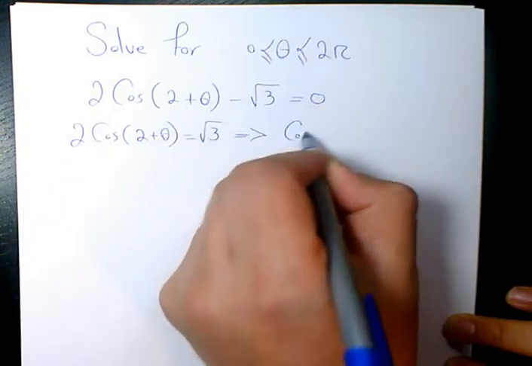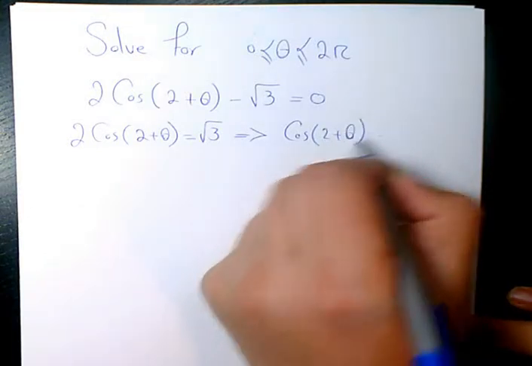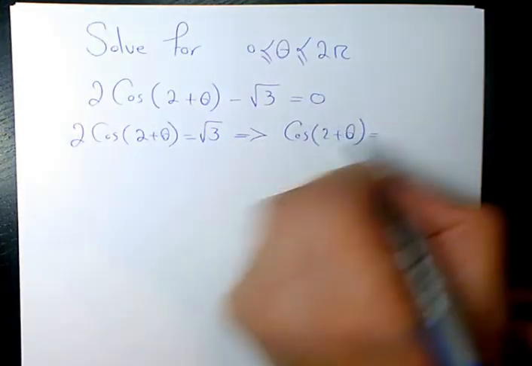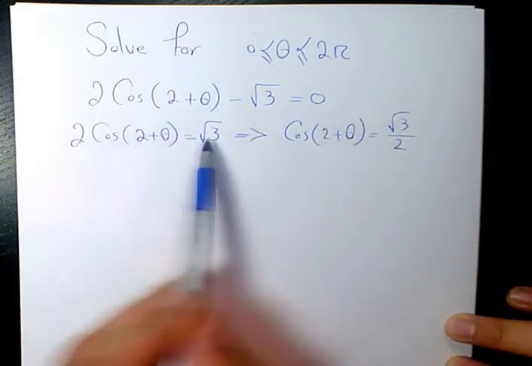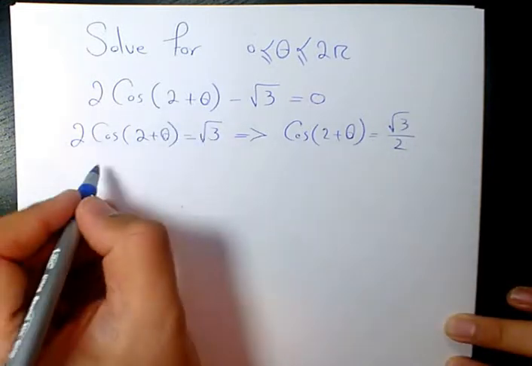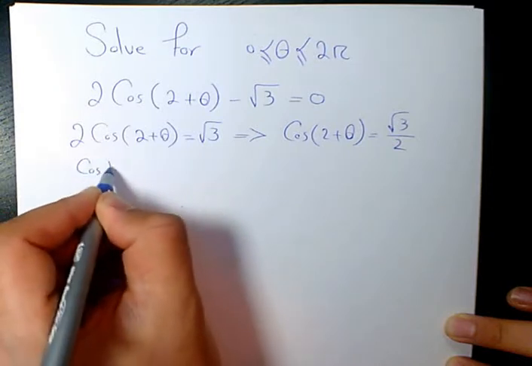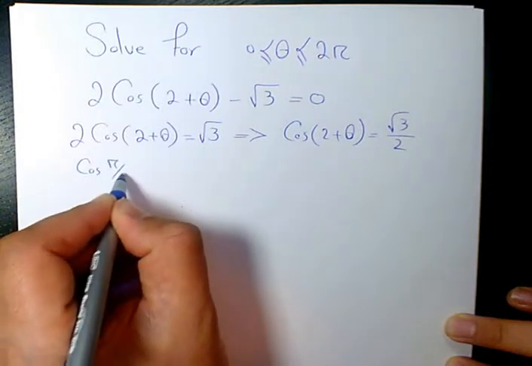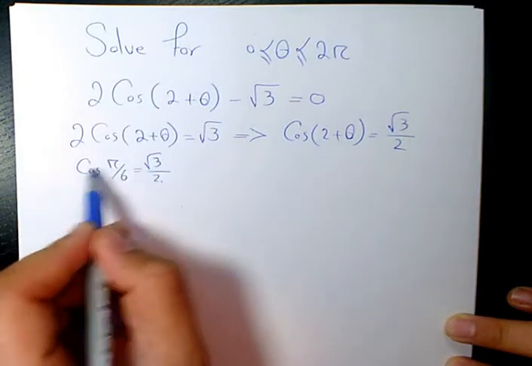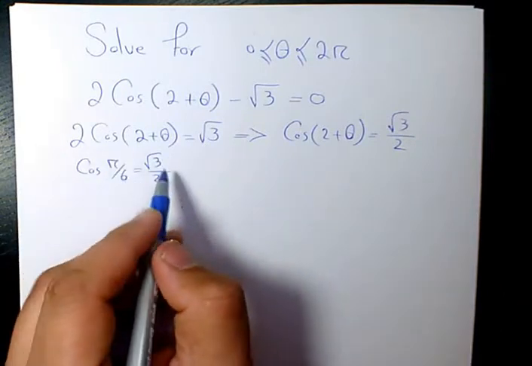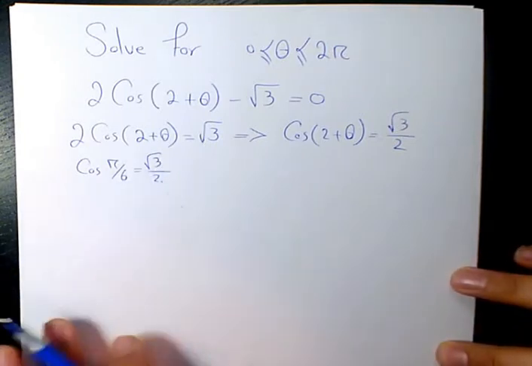And then I can say cosine (2 plus theta) is going to be root 3 divided by 2. So basically I divided both sides by 2, so I got this. We know cosine pi over 6 is root 3 over 2. Cosine pi over 6 equals root 3 over 2. That's what we know from special angles.